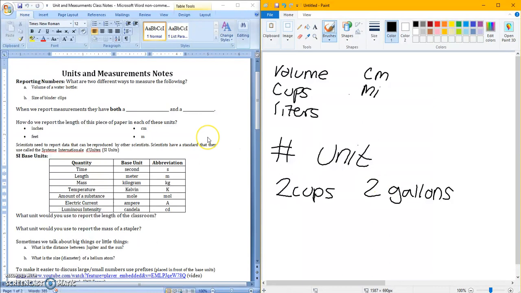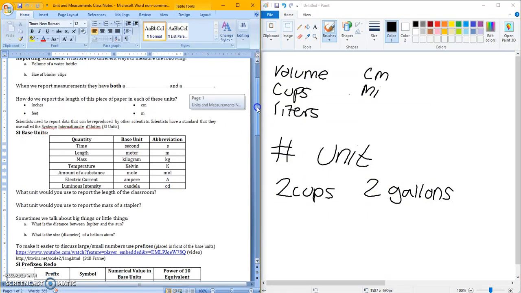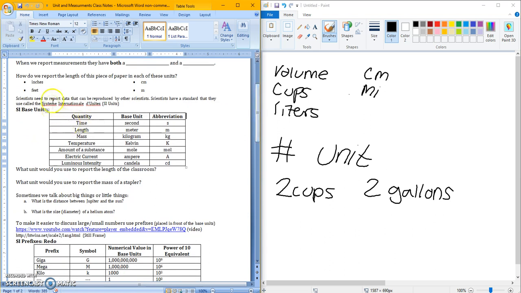Alright, now that we're done with that, let's report on length. I want you to take a moment, and I want you to look at your piece of paper, and I want you to put the dimensions of your paper in inches, feet, centimeters, and meters. Go ahead, grab a ruler, and measure your paper in all of those different units.